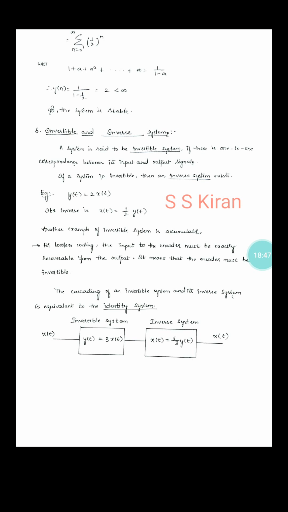Example: y(t) = 2 x(t). Its inverse: x(t) = 1/2 y(t). Another example of an invertible system is the accumulator. The accumulator is a good example for the invertible and inverse system. Now, for lossless coding, the input to the encoder must be exactly recoverable from the output. Yes, absolutely. It means that the encoder must be invertible. Good. The cascading of an invertible system and its inverse system is equivalent to the identity system.